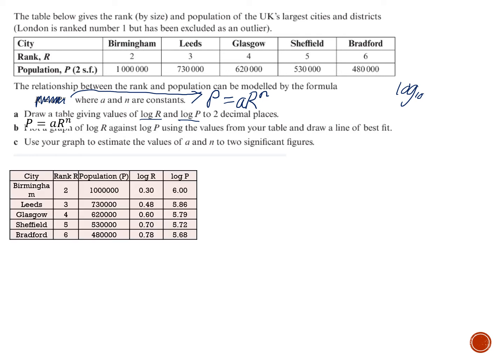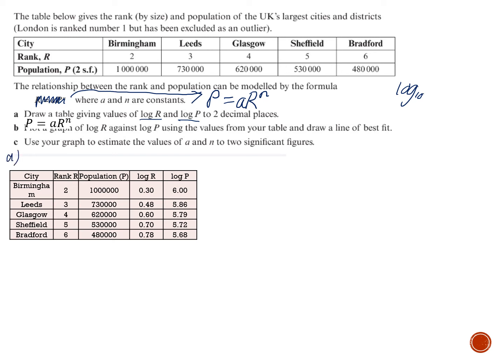Right, so plot a table of values then. Here we go, as if by magic. I've done it here. So it's round the other way, but that was just easier for presentation purposes. So I've got Birmingham, Leeds, Glasgow, Sheffield, Bradford. I've got the rank and I've got the population. And then I've got log of r, because that's what it told me to do. And I've got log of p to 2 decimal places. And I'm sure you can put those into your calculator yourself. So I'll just let you copy those down into your book. Again, pause it if you need to. So that's your part A.